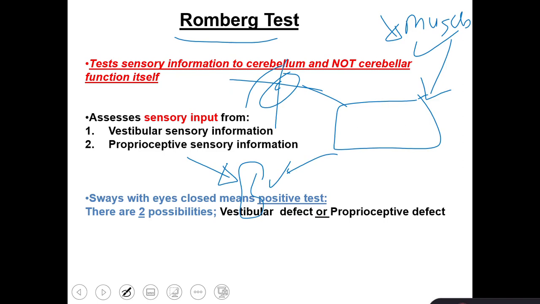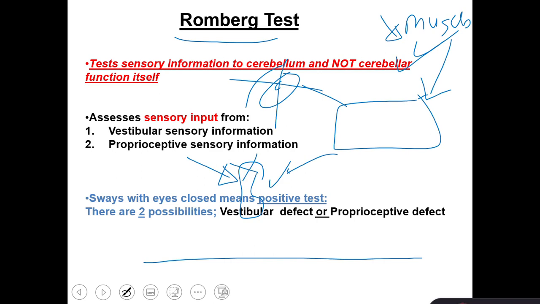How to tell the origin of the problem, if it is in the vestibular apparatus or in the proprioception pathway? You have your patient lie down and then try to dorsiflex the big toe or move a limb, and ask the person if he feels the movement of the limb and if he's able to detect the position of the big toe, for example. If he's able to, this means the proprioception is okay, then the problem must be in the vestibular apparatus.